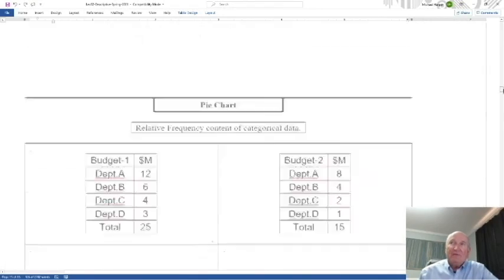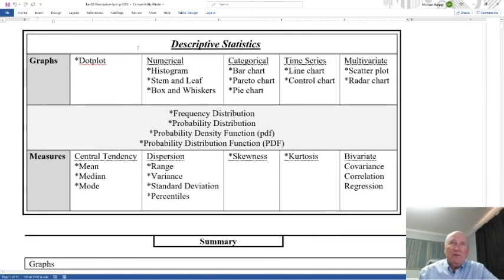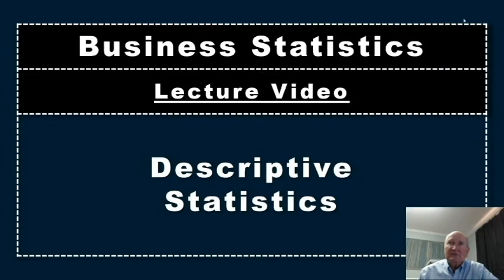And that's all I have for today with descriptive statistics, with graphs and measures, okay, with percentiles and everything. That's all I have. And so that is going to be an introduction to descriptive statistics, which is very powerful and very useful in business. That's all I have for today.